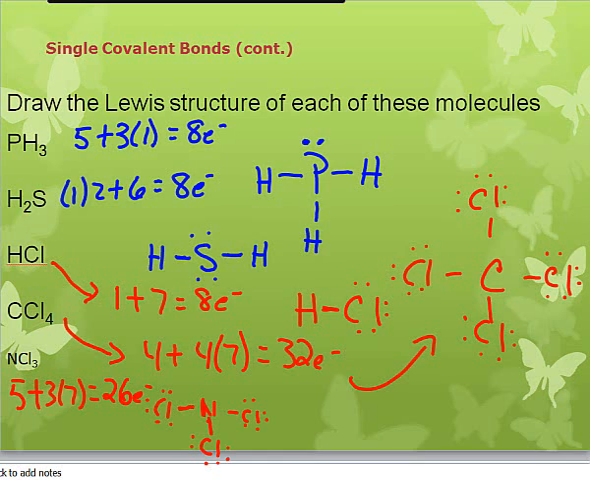Now you're probably saying, nitrogen does not have enough. Let me make sure I'm right here. 3 times 7 is 21 plus 5 is 26. 2, 4, 6, 8, 10, 12, 14, 16, 18, 20, 22, 24, 26. Now I'm good. I've got a lone pair on nitrogen there. So now everybody has 8 electrons around them. We're good to go. That is how to draw the Lewis structure of these molecules.